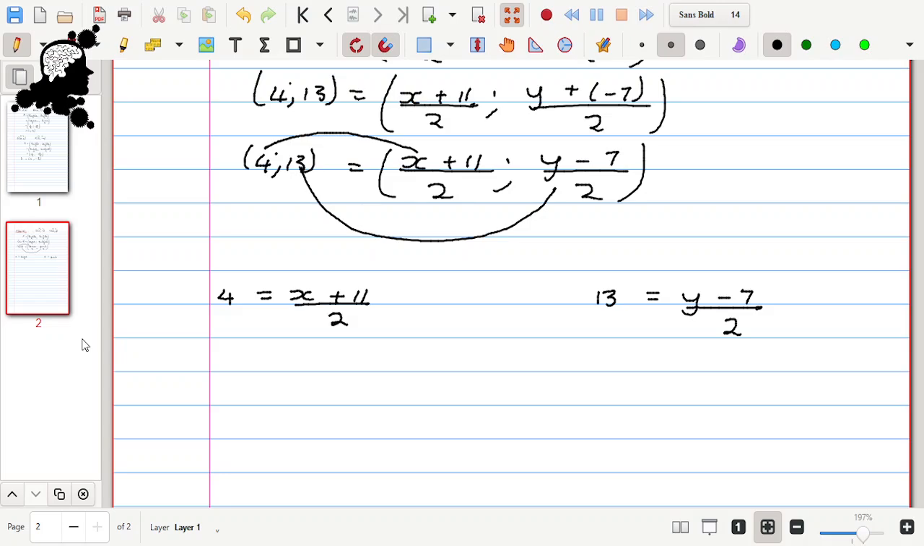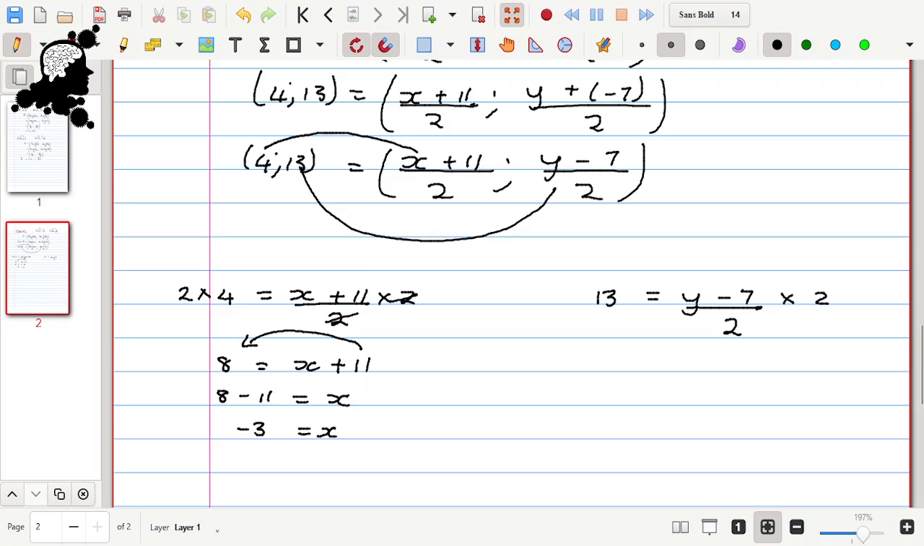Now we do our normal mathematics of solving for x and y. So I'm going to multiply by 2 on both sides so that I get rid of my denominator. And then 2 times 4 is going to give us 8. 8 is equal to x plus 11. Now we do normal maths. Take the 11 to the other side. You get 8 minus 11 is equal to x. 8 minus 11, that's going to give you negative 3 as the value of x. Wonderful. Now let's solve for y.